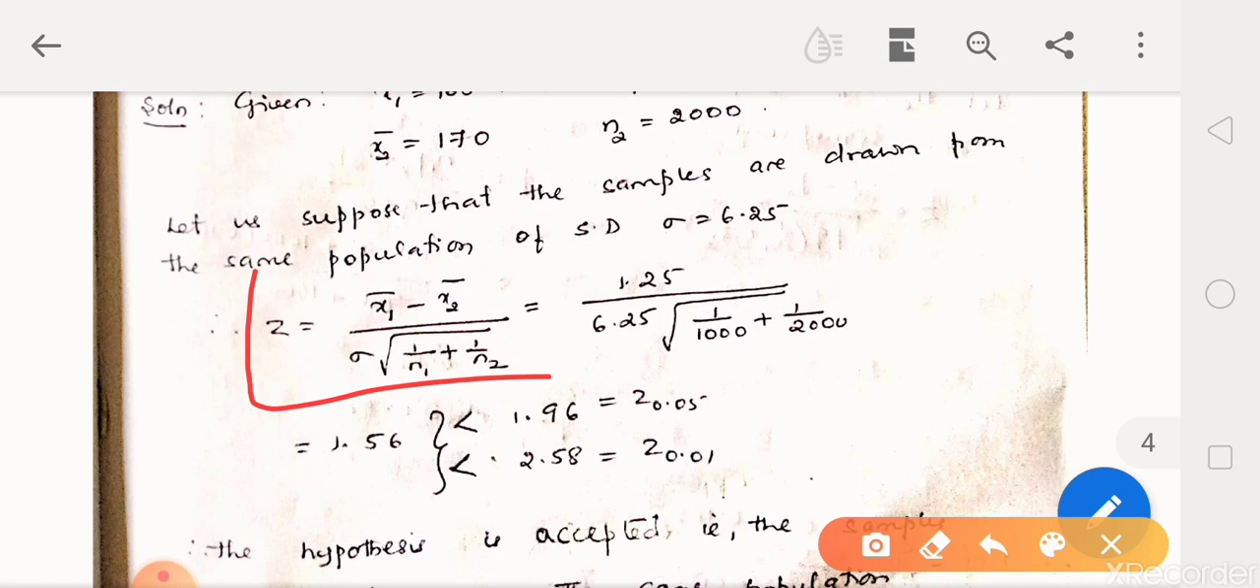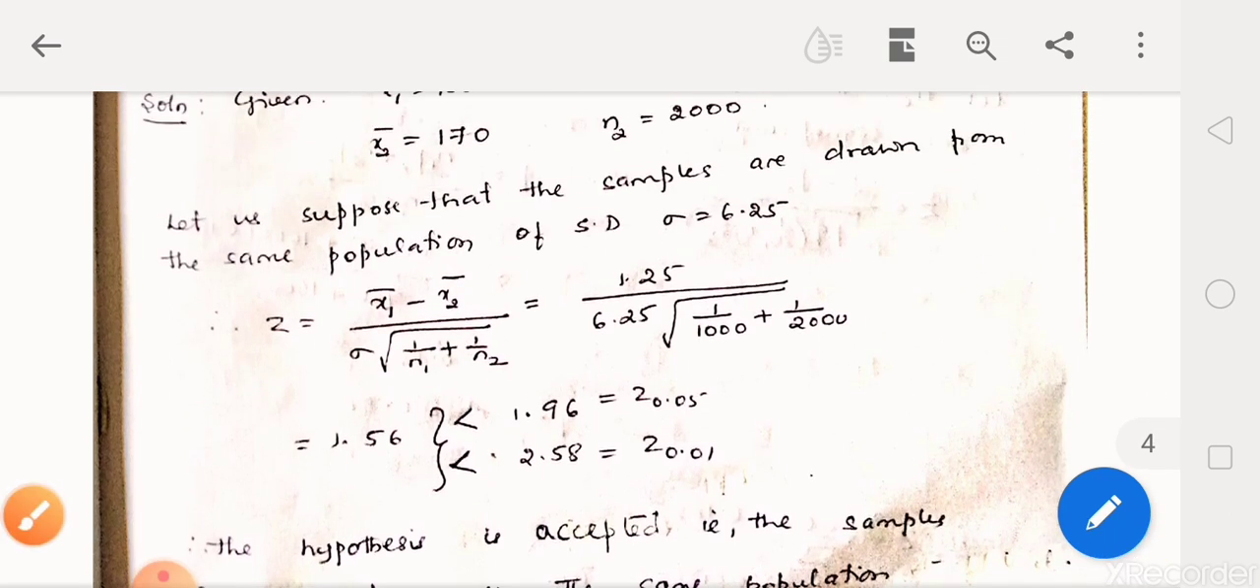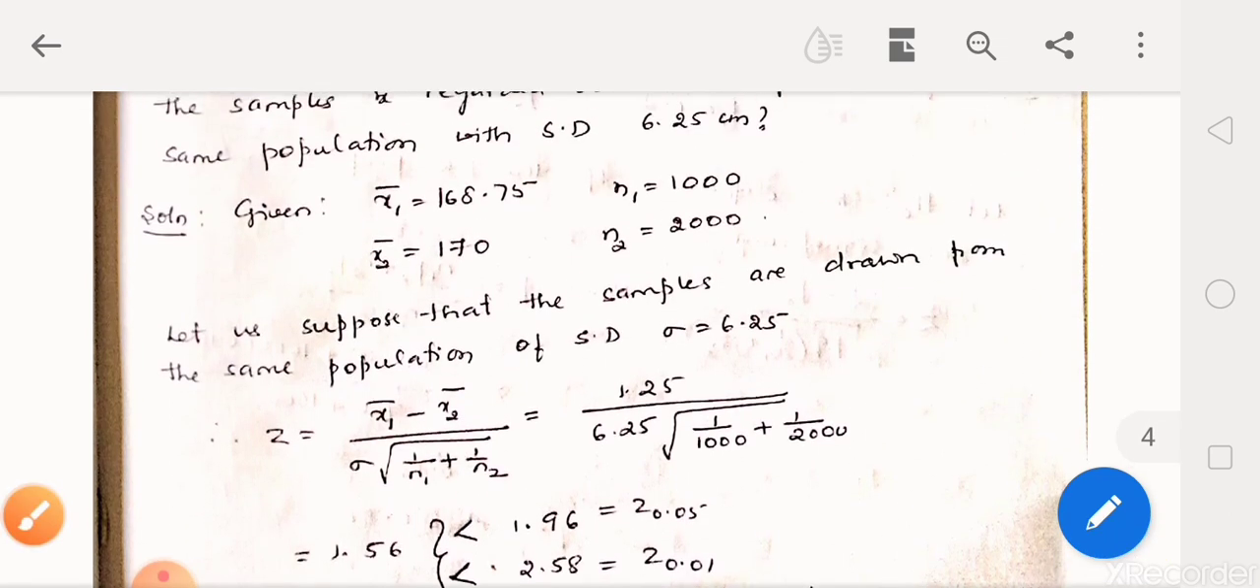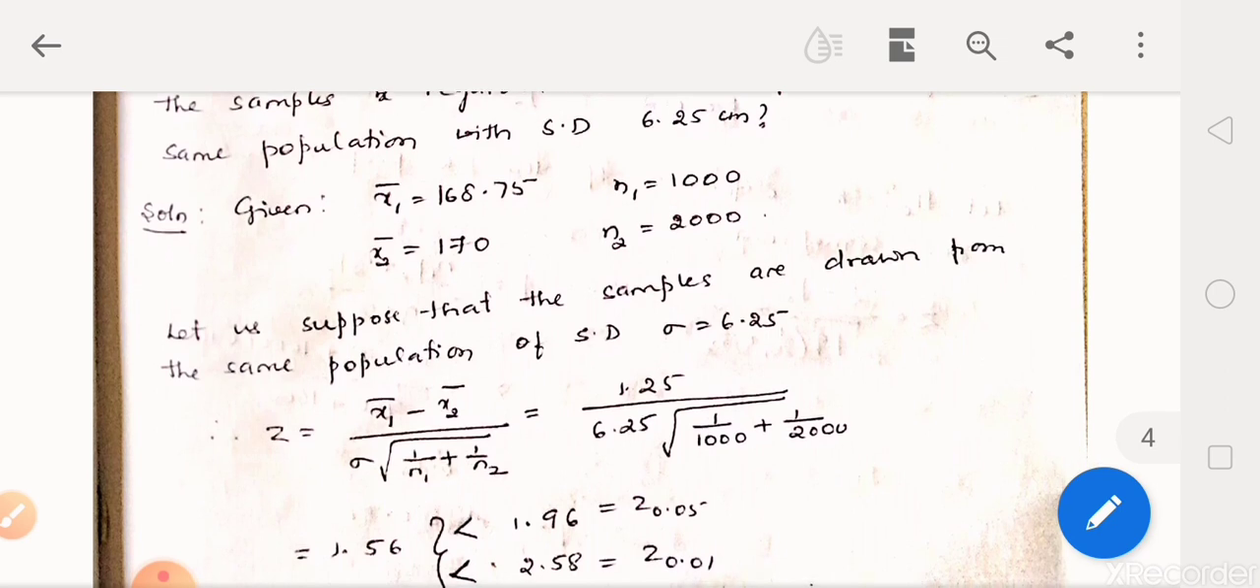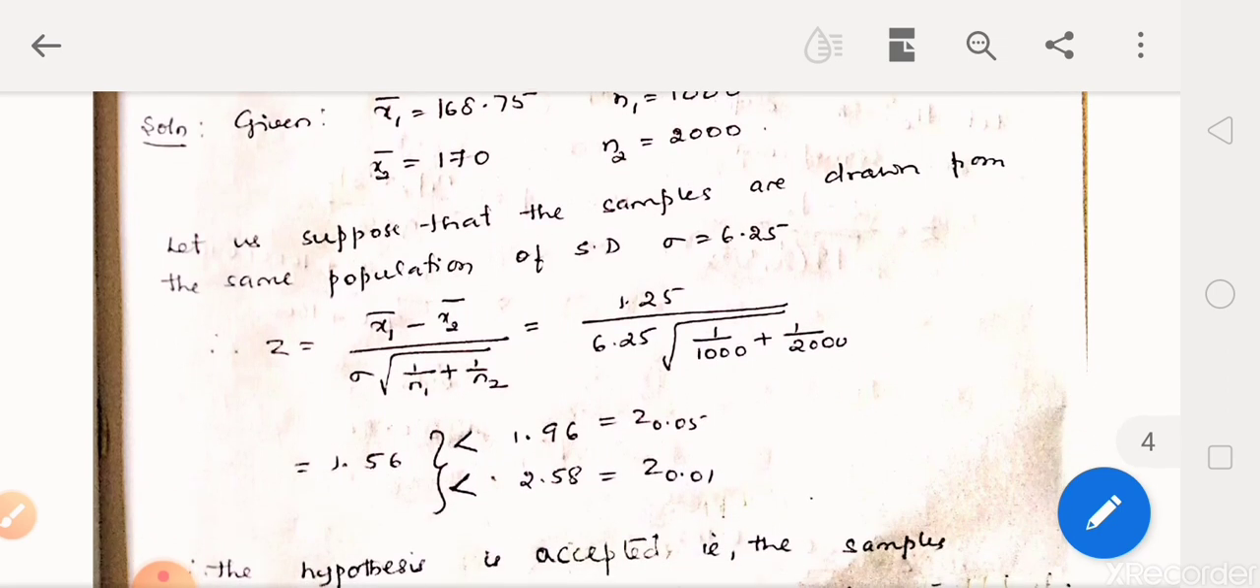Substituting and simplifying, we will get z as 1.56. Note that this is less than 1.96 and 2.58, the critical values of z at both 5% level and 1% level. So, the hypothesis is accepted. That is, the two samples are drawn from the same population with standard deviation sigma equal to 6.25.